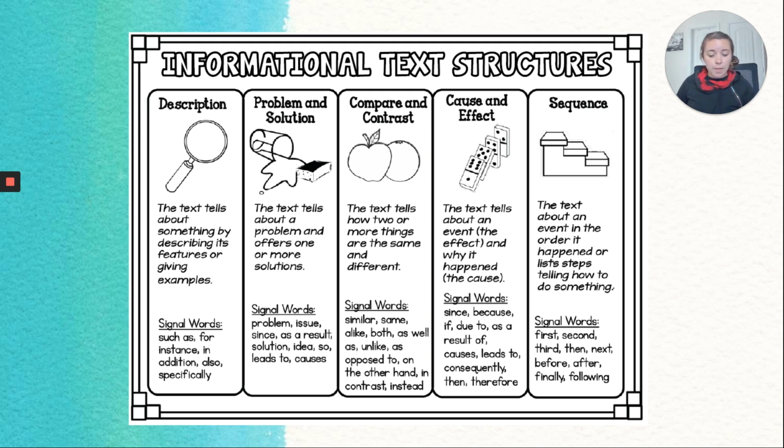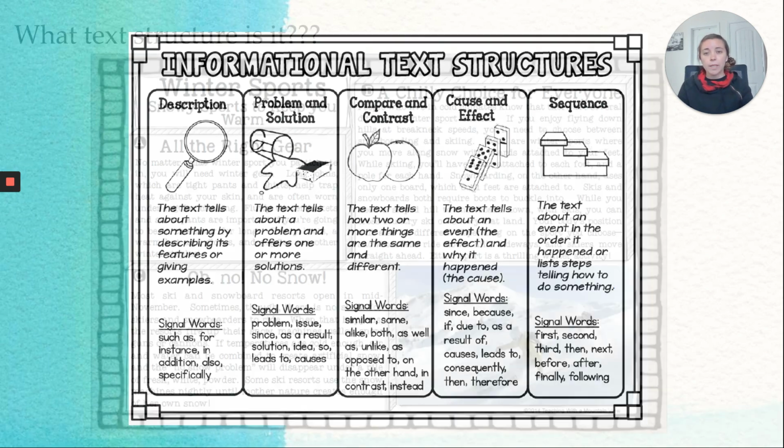Description tells you about something by describing it, or giving you examples. So basically, if it's talking about something and it's describing that object or that place, and you know that it's not the other 4 things, you don't see a problem, there's not 2 or more things that it's comparing, one thing is not causing another, and it's not listing stuff, then description is usually your go-to for those things. Signal words are tricky for that one, such as, for instance, in addition, also, and specifically. Some of our examples today won't use those keywords, but I will describe how that text is being a description passage.